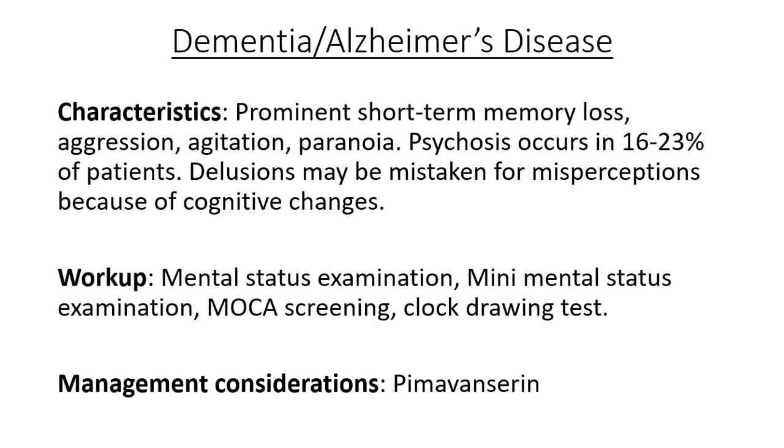In dementia or Alzheimer's disease, there is prominent short-term memory loss, aggression, agitation, and paranoia. Psychosis occurs in 16 to 23% of patients. Delusions may be mistaken for misperceptions because of cognitive changes. Here, the workup would include a mental status examination, a mini-mental status examination, MoCA screening, or the clock drawing test. If an antipsychotic is warranted, pimavanserin is showing promising results in this particular population.